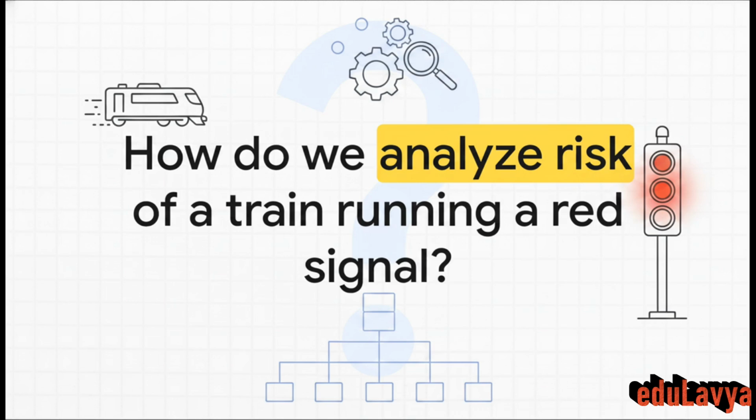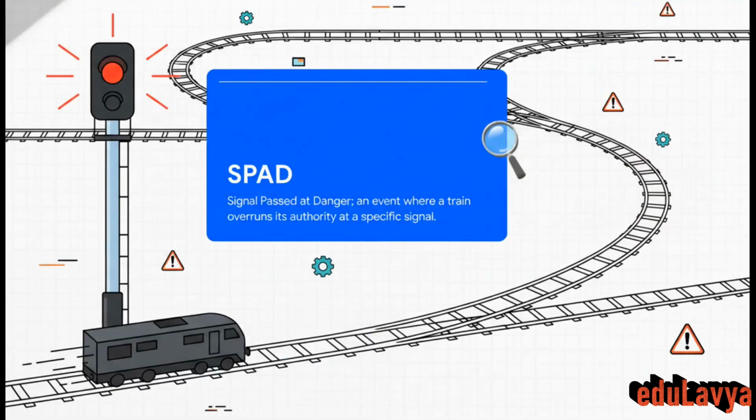How do we systematically analyze the specialized operational risk of a train simply running a red signal? Well, to answer that, we first need to define the exact operational threat we're talking about. In the railway industry, this is known as a SPAD, which stands for Signal Passed at Danger. It's exactly what it sounds like, an event where a train overruns its authority at a specific red signal.